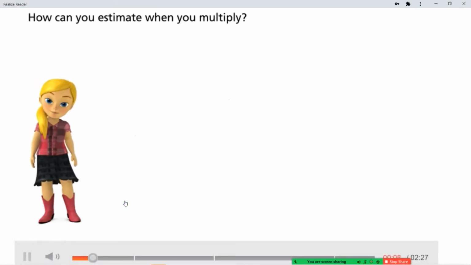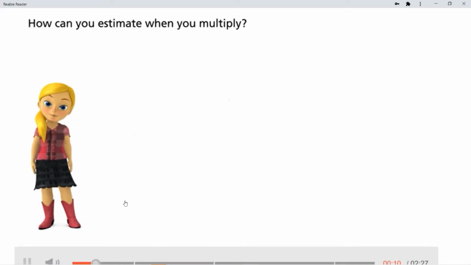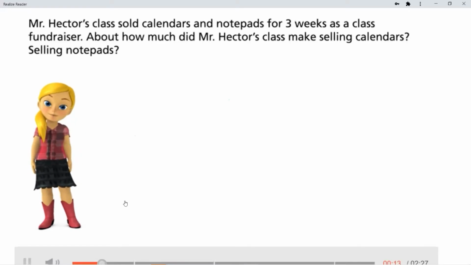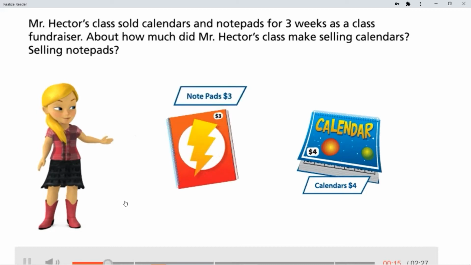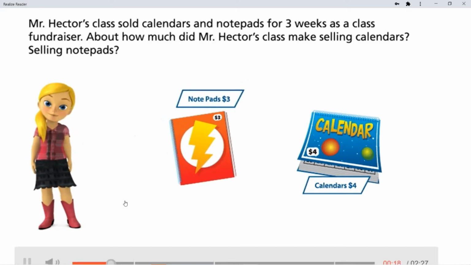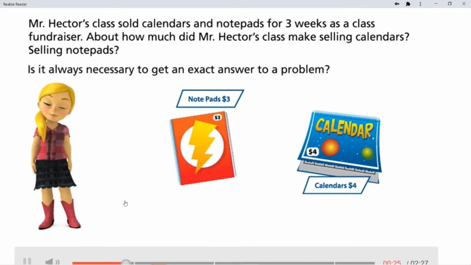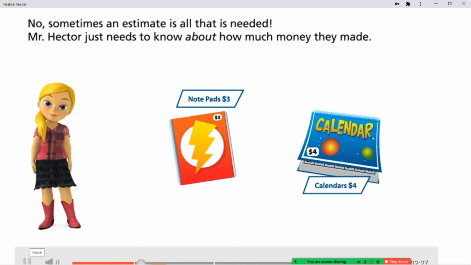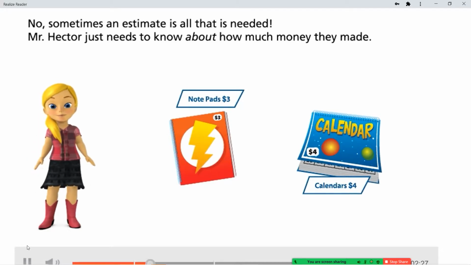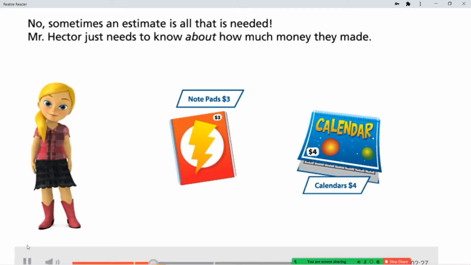How can you estimate when you multiply? Mr. Hector's class sold calendars and notepads for 3 weeks as a class fundraiser. About how much did Mr. Hector's class make selling calendars, selling notepads? Is it always necessary to get an exact answer to a problem? No, sometimes an estimate is all that is needed. Mr. Hector just needs to know about how much money they made.